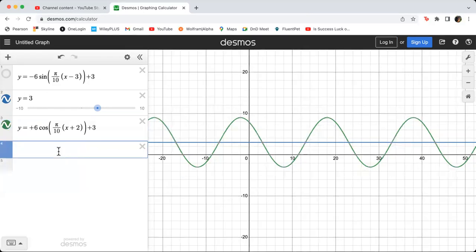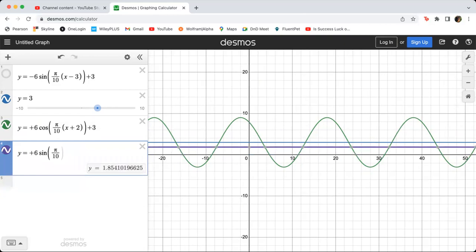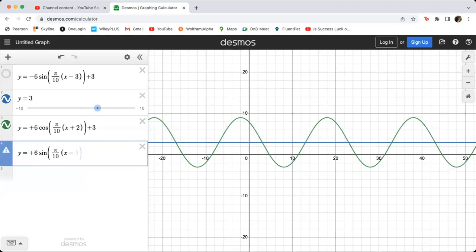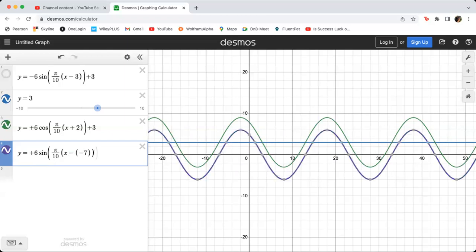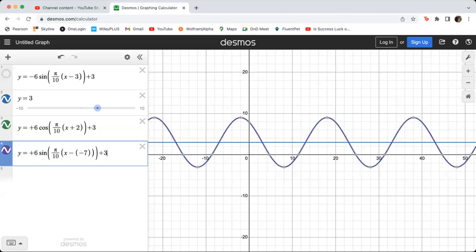So I could write this equation as y equals positive 6 times the sine of pi over 10 times x minus c. Let's see. It keeps erasing my points. So I did a positive sine, so I'm at the mid going up, so I can choose negative 7. So x minus a negative 7, plus 3. And there's the same graph.